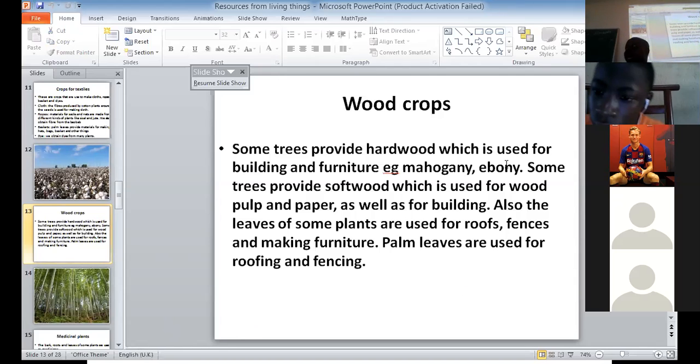Examples include mahogany, ebony. I don't know if you have heard of iroko, obeshi, afara. They are used to make paper. You can use them to make furniture. Palm leaves are equally used for roofing and fencing.